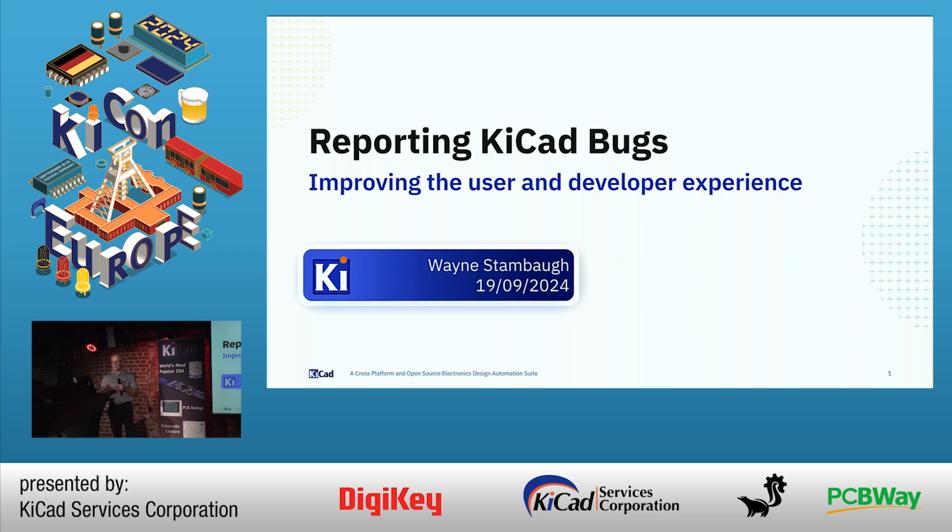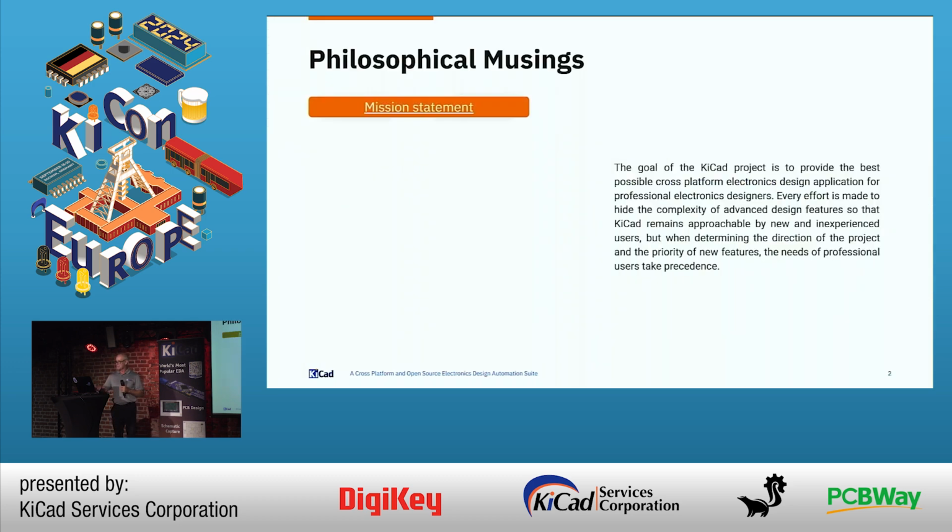Bug tracking is important because it improves the life of you as the user and the life of the development team. We try to maximize our cooperation with each other. Good bug reporting is important, so I'm going to try to do my best to cover the most common use cases. But before we get too far, I'd like to talk a little bit about the philosophy of KiCad, because I think that's important when it comes to bug reporting.